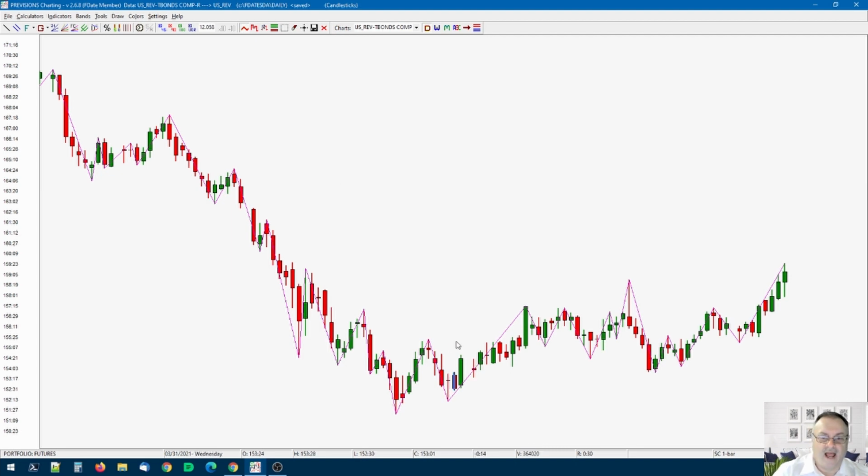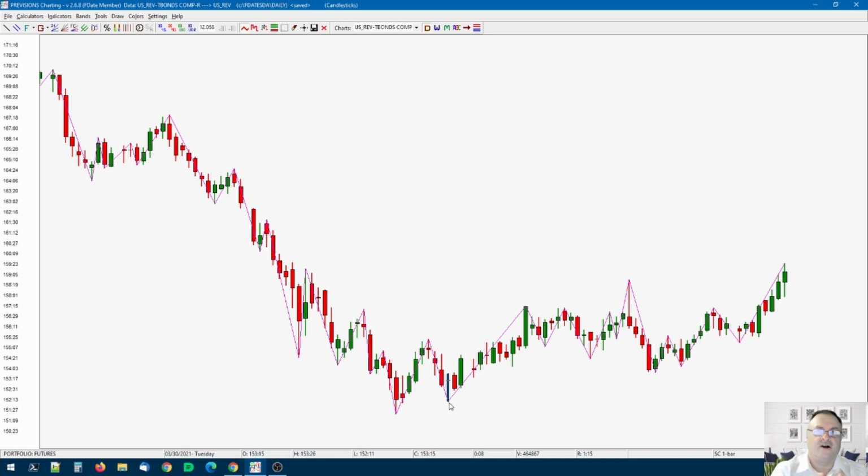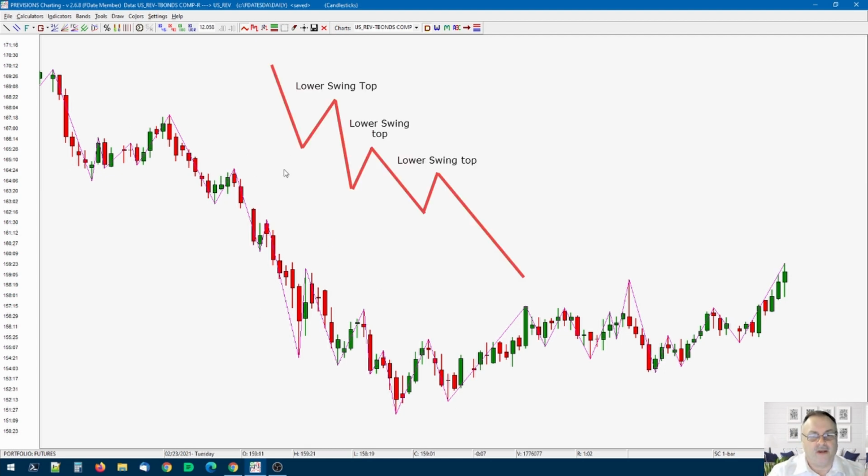Down here, we have a swing top. And if you compare it to the most recent swing top, which is here, this is a higher swing top. If we look at this bottom here, we compare it to the most recent bottom, this is a higher swing bottom. A bullish trend is one that would have higher swing bottoms, and usually consecutive higher swing bottoms. And for a bearish trend, lower swing tops and lower swing bottoms.